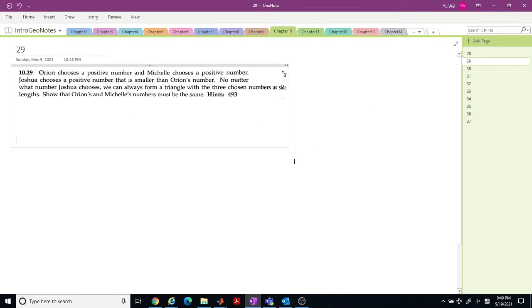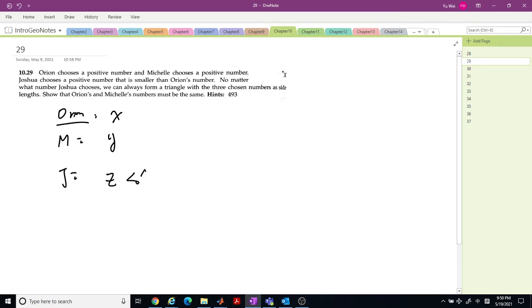So for the second problem, Aaron picks a number, for example X, and Michael picks a number Y, and Joshua picks a positive number Z, which is smaller than X. No matter what number Joshua picks, so this one can be any number, Z is free to choose, and we can always create a triangle. Z could be any positive number.